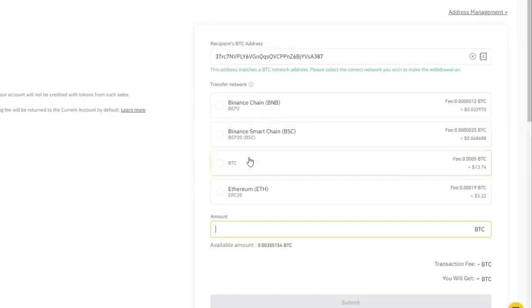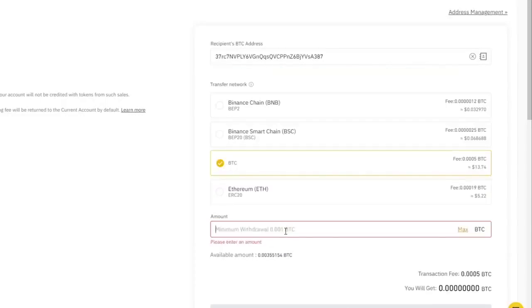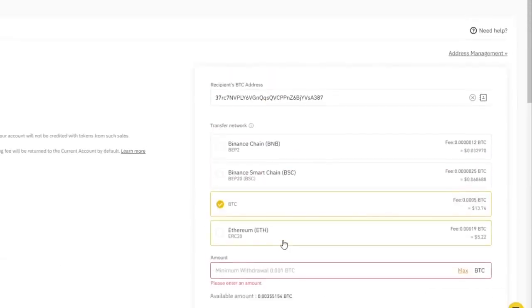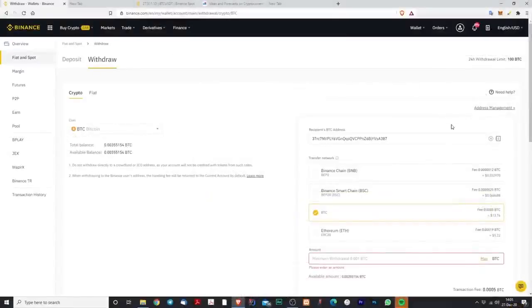So you can also send BTC using Ethereum, for example, but I don't want you guys to confuse yourself with those kinds of chains. So stick to BTC over here, and you can put the amount that you want to withdraw over here, and then you click submit. If you have two-factor authenticator activated, it's going to ask you to verify through email or your phone and what have you. And that's really all it is when it comes to depositing and withdrawing.